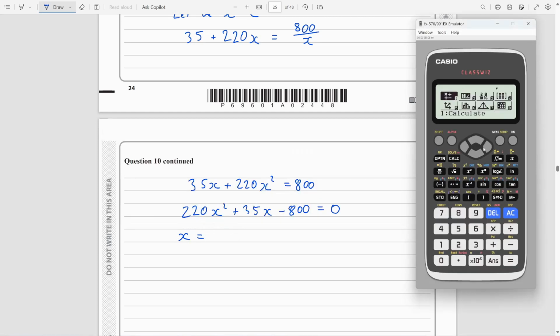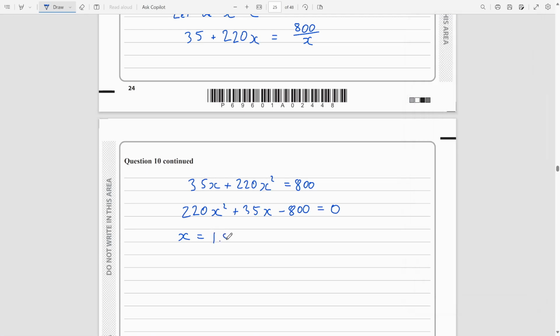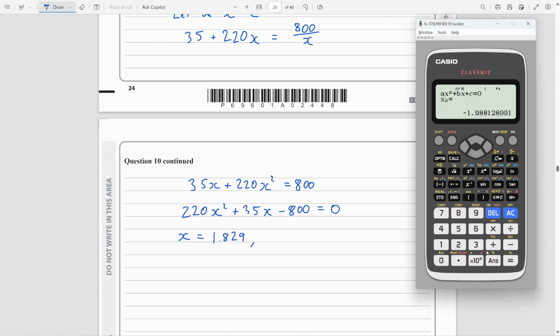So go into your equation solver, polynomial, degree 2, and it's 220x squared, 35x, minus 800. And the solutions I get are 1.829, and there's going to be another, what is it? Minus 1.99.